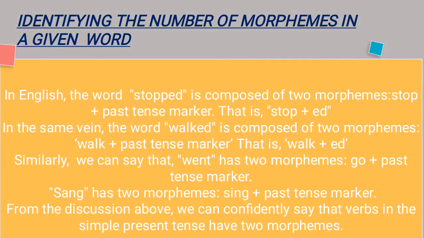And identifying the number of morphemes in a given word. In English, the word stopped is composed of two morphemes, stop plus past tense marker, that is stopped. In the same vein, the word walked is composed of two morphemes, walk plus past tense marker, that is walked. Similarly, we can say that went has two morphemes, go plus past tense marker.